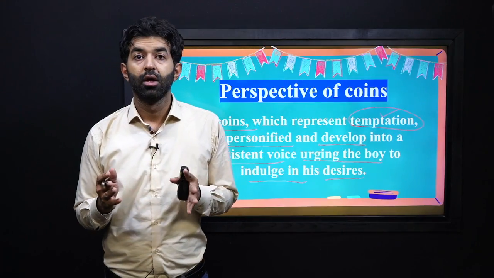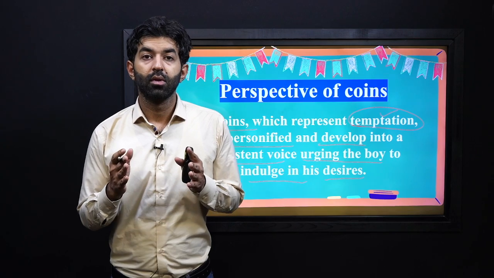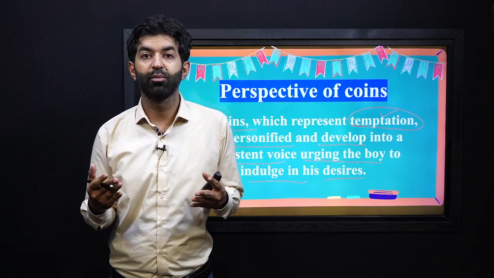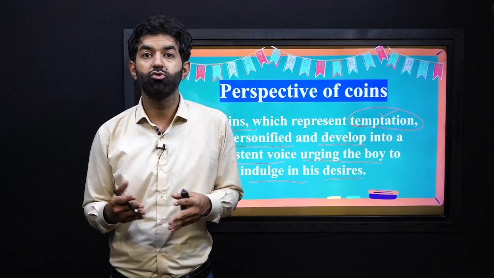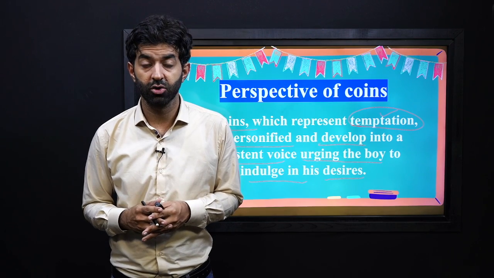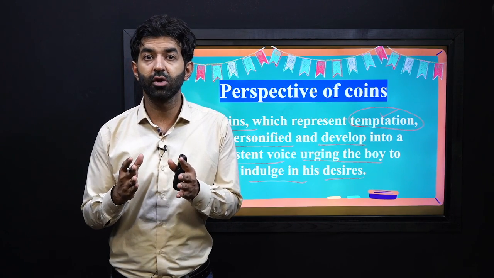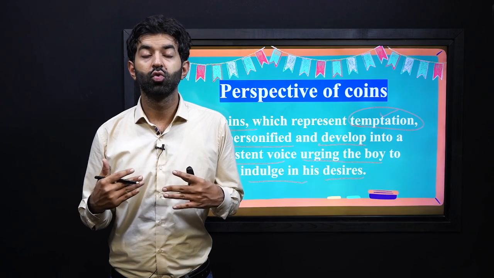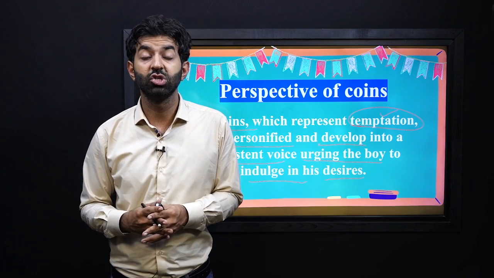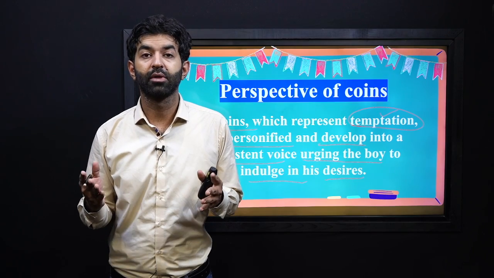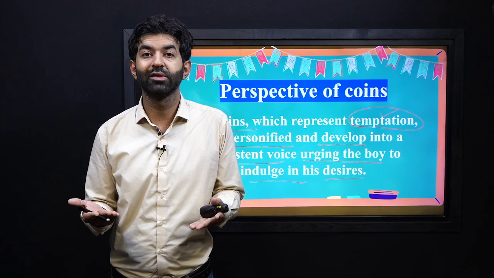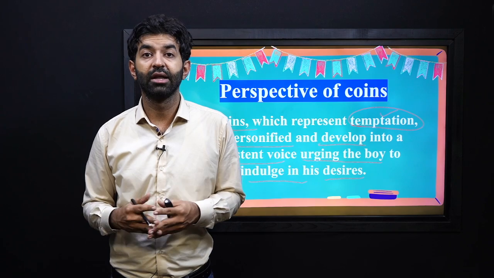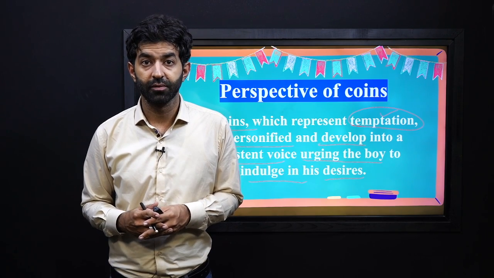Now, in the story, we have a first person narrative, but we also have the coins personified because they were talking. This is a literary device which we call personification. And if you see the perspective of the coins, they are actually saying something. They are asking him to eat the delicious and tasty jalebis and not to worry about the money. Money is to be spent on such things, to have fun and cherish such delightful and delicious things.